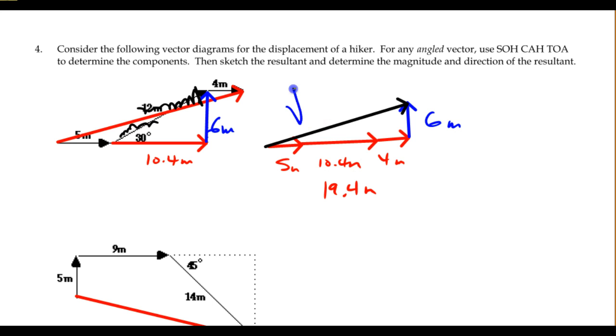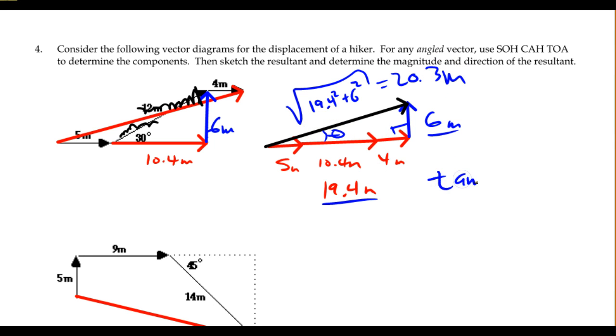So this is going to be the square root of 19.4 squared plus 6 squared. That is a right triangle, so a squared plus b squared will be equal to c squared, or c will be equal to the square root of a squared plus b squared. So 19.4 squared plus 6 squared. Take the square root of the answer, and we get 20.3. And that's in meters.